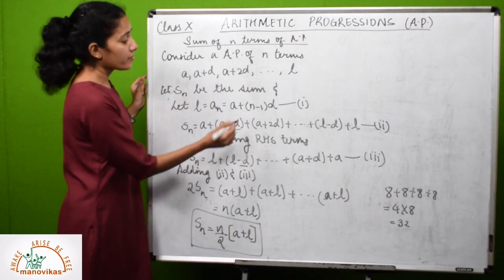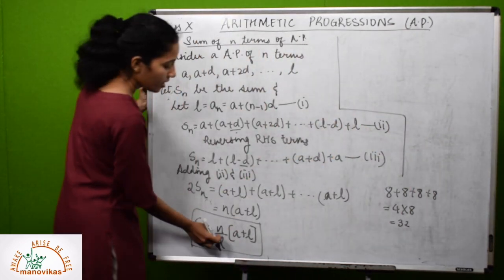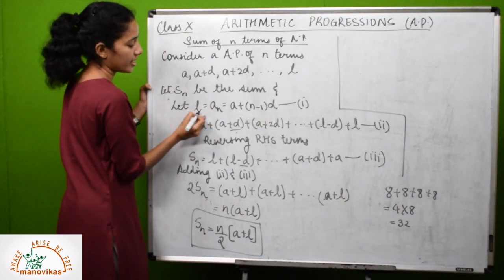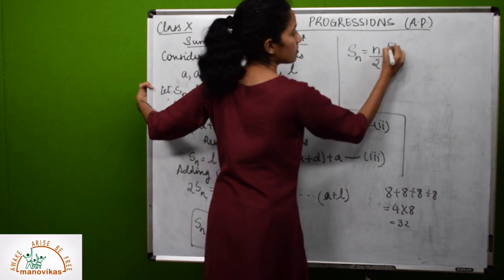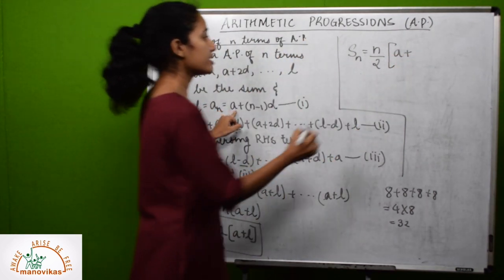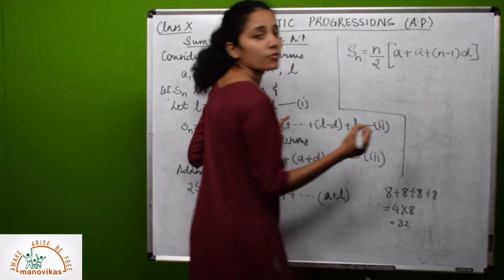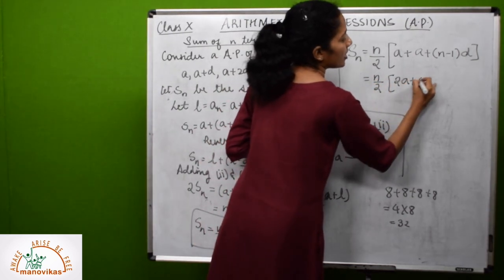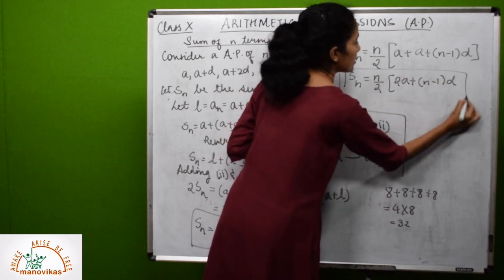Now suppose we have to find it when the last term is not given. In that case, in this equation we substitute for l. So that will be Sn is equal to n upon 2, a plus, instead of l we will write a plus n minus 1 times d. What do you get? We get n upon 2, 2a plus n minus 1 times d. And this is the second formula.